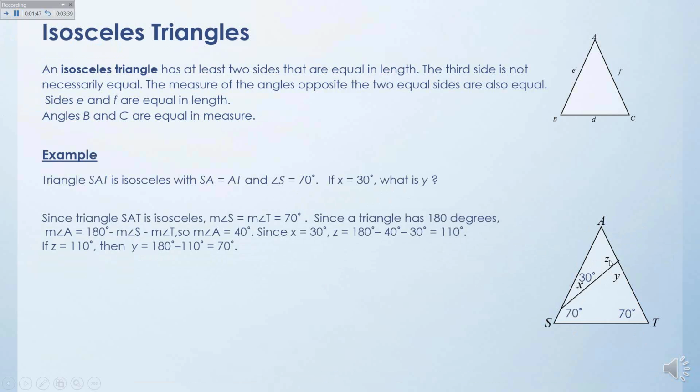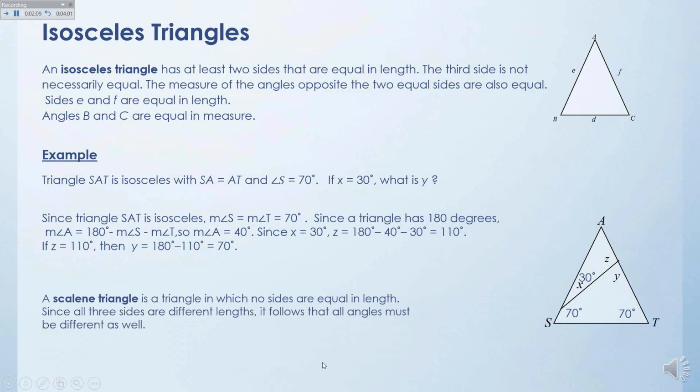Now let's go back to the question. They want to know what angle Y is. So we're back to our straight line, which I've told you is our best friend because we know it's always 180 degrees. And if we know that angle Z is already 110, then we just take 180, subtract that, and we would find our angle.